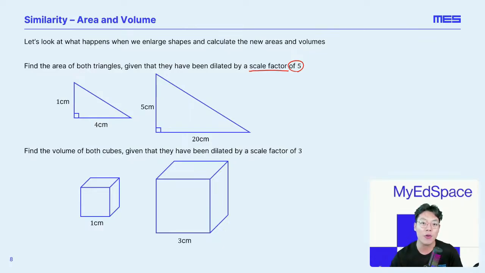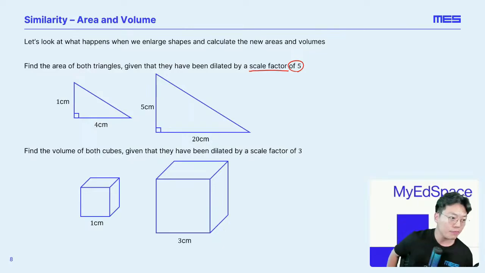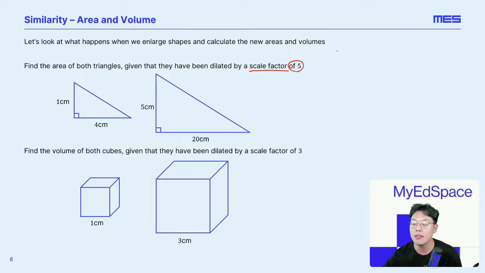Now let's find the area of both triangles. What's the area of a triangle? Really quick in the chat. What's the area of a triangle? The area of a triangle is equal to, we know that the area of a box is base times height.